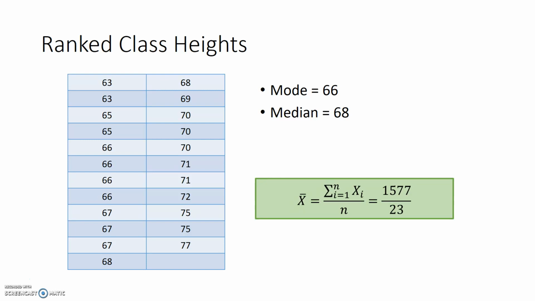So to get our mean, we go through that same formula. If you add these up, we get 1,577 as the sum of these 23 heights, and then we divide that sum by 23, and what we get is a mean height of 68.6 inches.